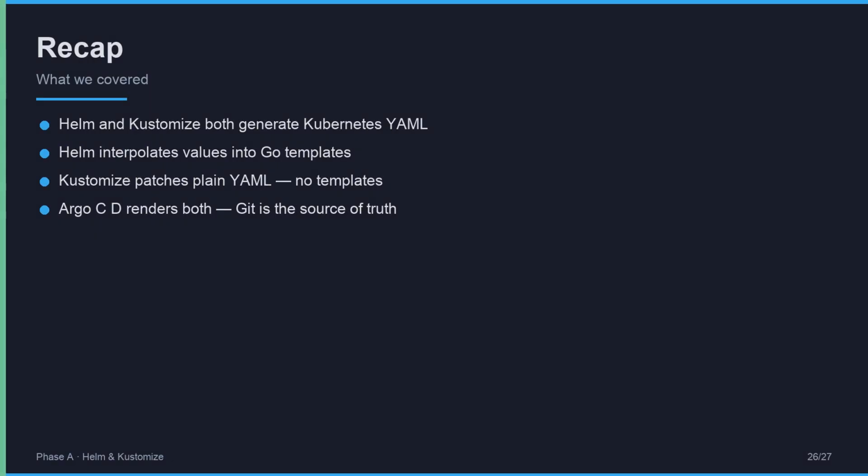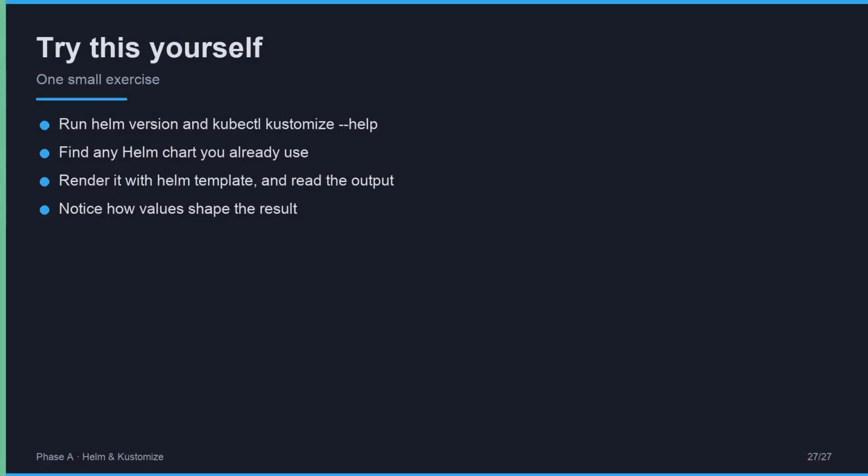Quick recap. Helm and Kustomize both exist to generate Kubernetes YAML from something easier to maintain. Helm interpolates values into Go templates, powerful and expressive. Kustomize patches plain YAML, simple and review friendly. And Argo CD renders both, so Git becomes the single source of truth for what runs in your cluster. A small exercise to cement this.